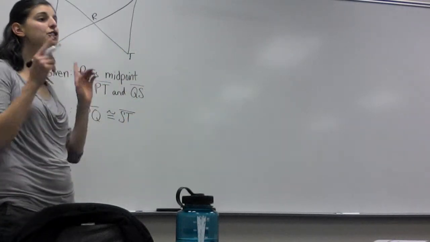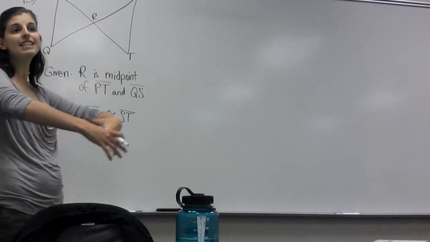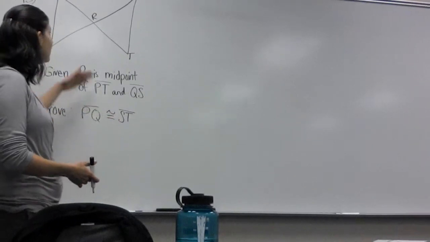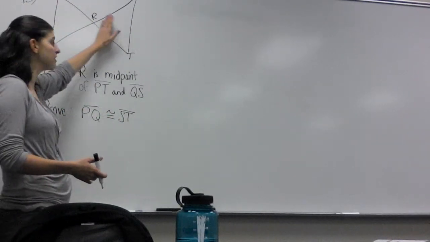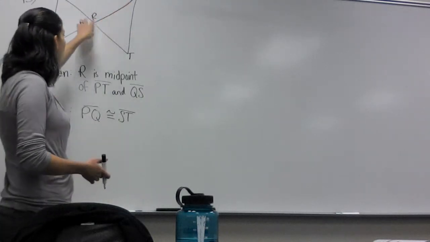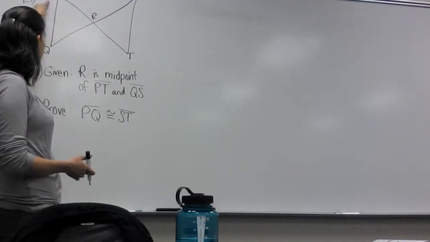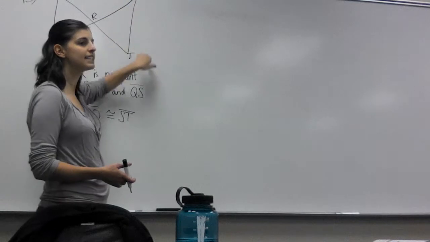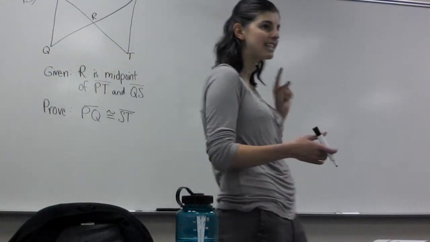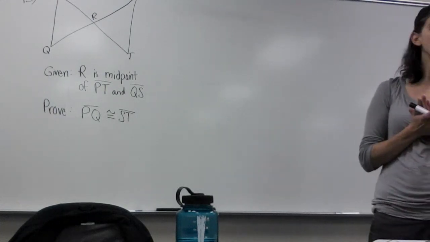Number 13 asks you to prove the triangles congruent. That actually is one step less than this right here. This is talking about if I have congruent triangles, if I know that PRQ and SRT are congruent, then I can say that PQ is congruent to ST by corresponding parts of congruent triangles, that CPCTC thing. Okay, if we have congruent triangles.